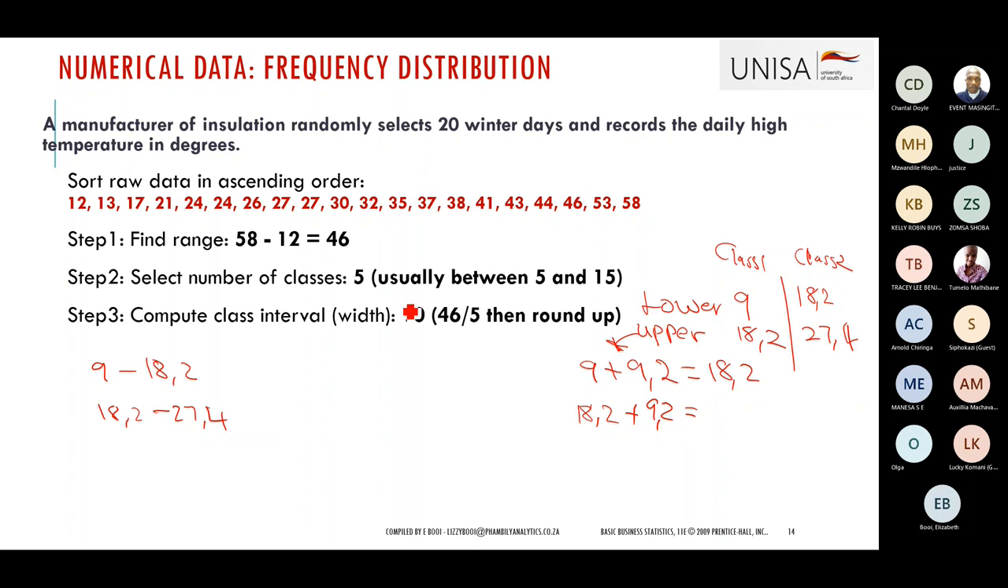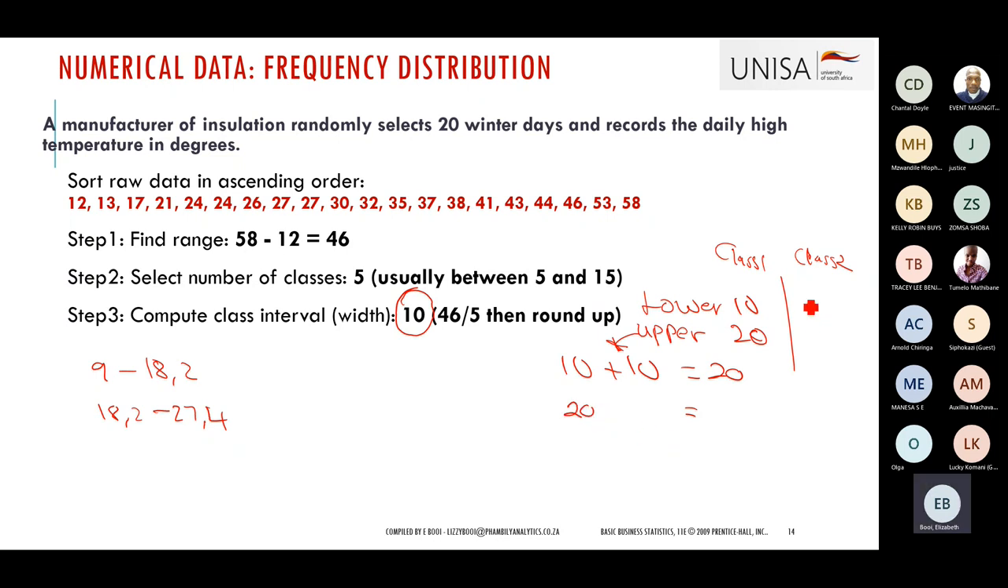That is the reason why I rounded up, and I said, in order for me to create clean boundaries, I need to make it 10. So looking at my data set, if my first point is 10, I go back to the same thing that I just did here. If my class width is 10, I start with the lowest of 10. So it will be 10 plus 10, because I'm going to add 10 to my lower boundary, and that will give me my upper boundary of 20. The next one starts at 20, so my lower boundary will be 20, plus 10, and it will be 30.